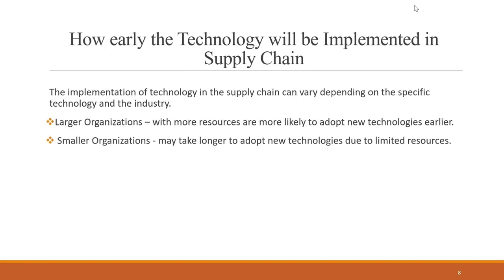If we discuss the implementation of technology in supply chain management, it depends upon the size of the organization. Larger organizations, which use more resources, are likely to adopt new technologies earlier as compared to smaller organizations, which use limited resources.